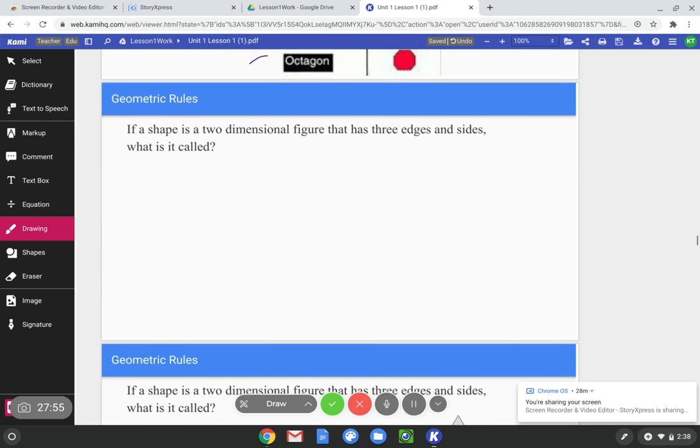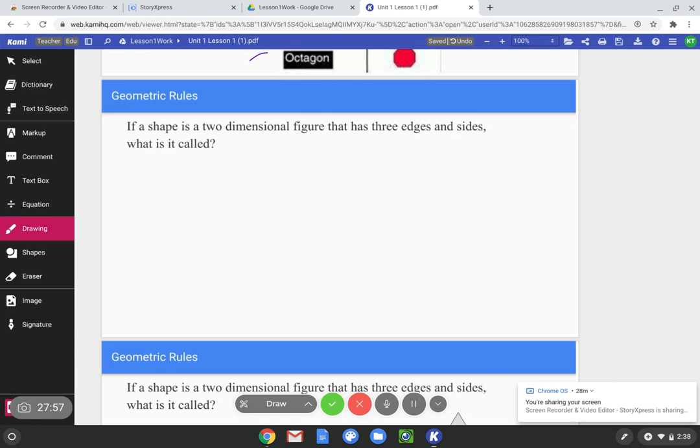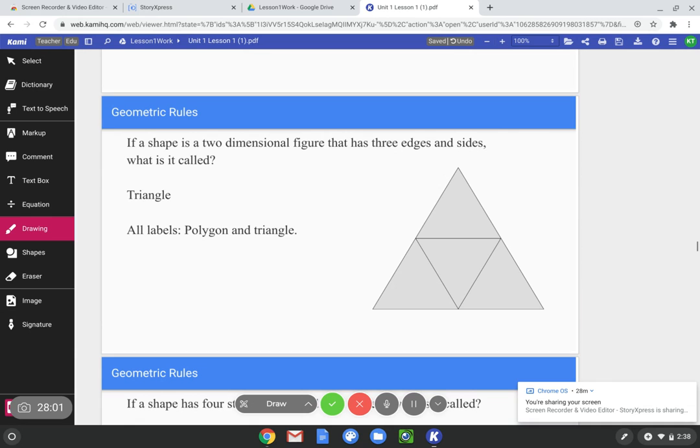What is a shape with, it's a two-dimensional figure and has three edges and sides? I know this is too easy for y'all. Y'all know what this is. It's a triangle. Now, the labels of a triangle is that it's in the polygon family and, of course, in the triangle family.